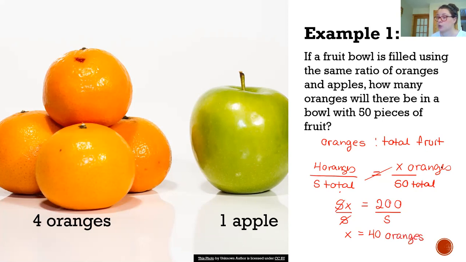Now, I like to use words to put them in my equation. It helps me line things up, but not only that, it helps me remember what the number that I'm getting at the end relates to, because you're always going to have two quantities here. And I need to know, is that 40 the number of oranges, or is it the amount of fruit in the bowl?